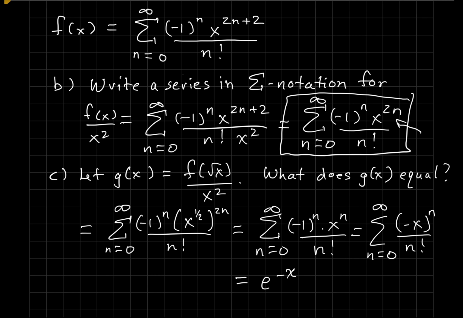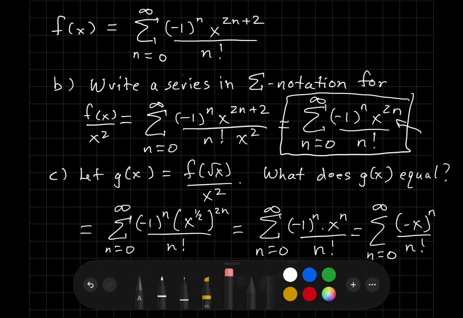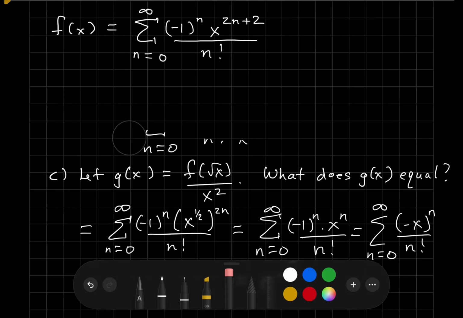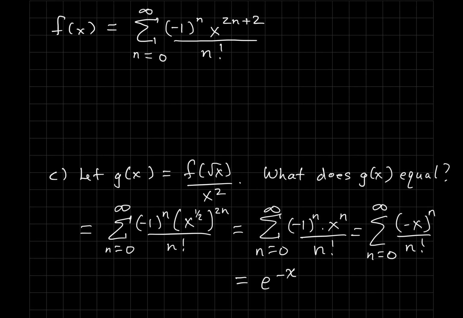So let me erase again, but I'm going to try to erase just part B because I want to keep part C so we can see it, at least to start. So the final part of this problem, using e to the negative x, let's look at T sub 2 of x to approximate e to the negative x.